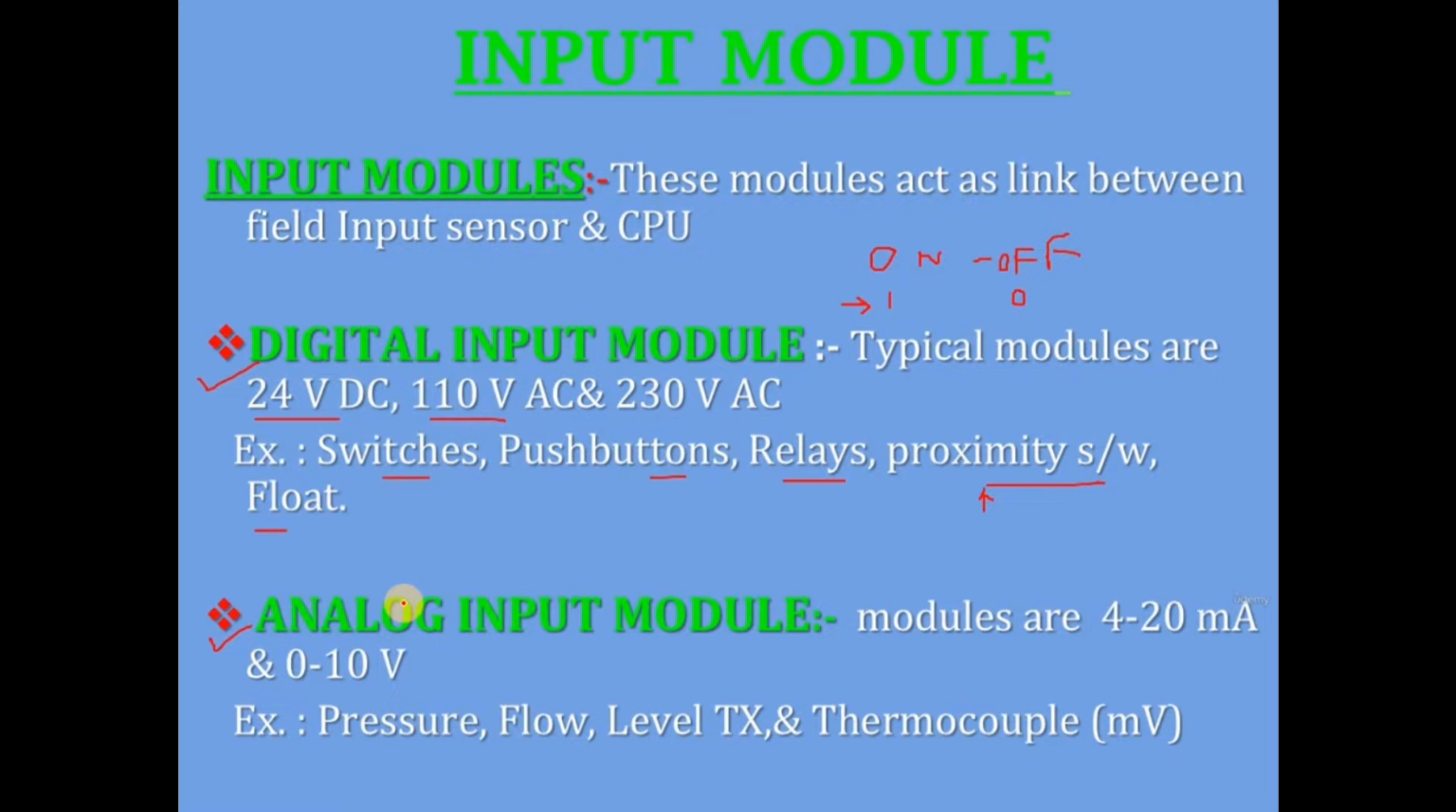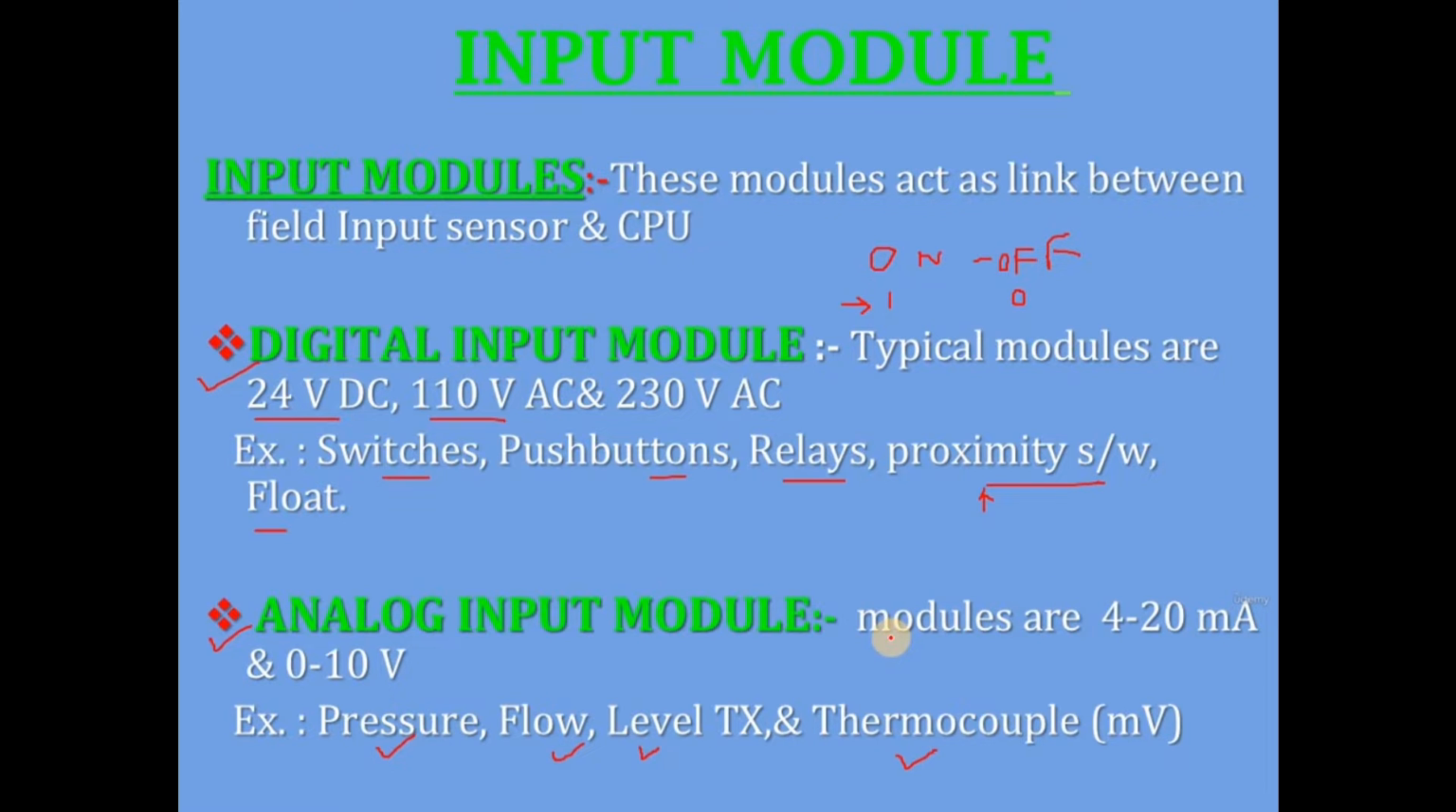So what does analog input mean? It is a continuous signal which varies with respect to time. Here I have mentioned some examples related to the analog input module: pressure, flow, level transmitters, then thermocouples and RTDs also. RTD means the resistance temperature detector. For example, if you are working in a chemical plant and you want to know the temperature of that chemical tank, this is possible by using the RTD. The RTD is nothing but an analog sensor, right?